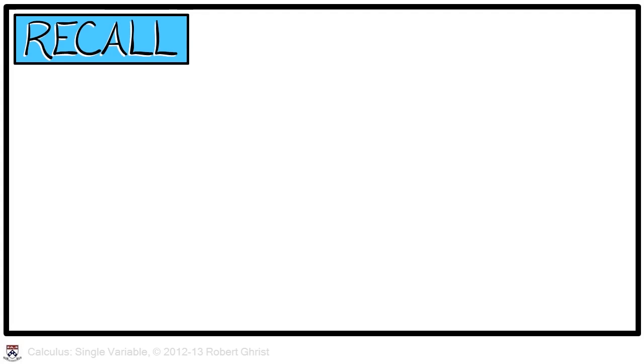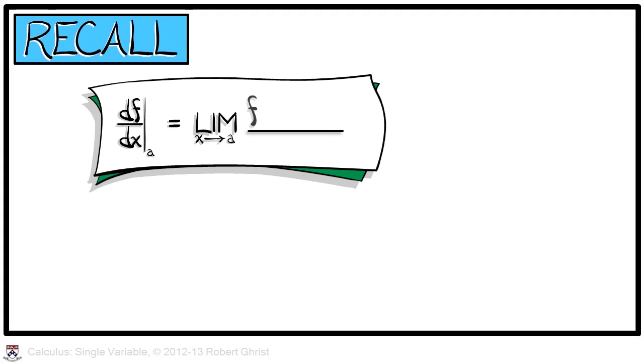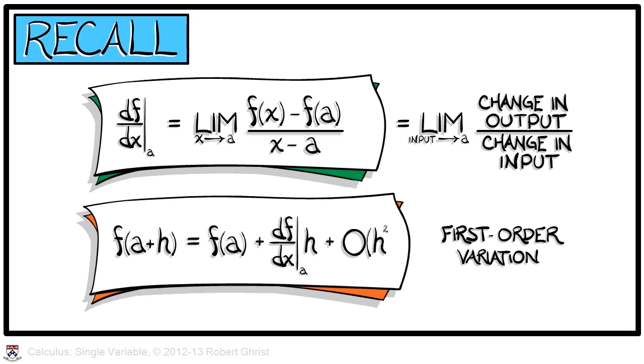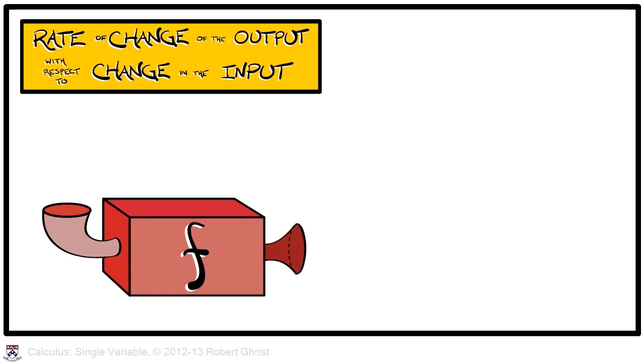Recall from our previous lesson that we had two different ways of defining the derivative. One is in terms of a rate of change. It's a limit as the input approaches a, the change in the output over the change in the input. Our second definition, a little bit stronger, is in terms of first-order variation. One changes the input to f by a small amount, h, and looks at how the change in the output depends upon h. If you like, it's the coefficient of the first-order term in the Taylor series of f at a. From these definitions flows the interpretation of the derivative as the rate of change of the output with respect to change in the input. And this is the interpretation that you will want to have memorized.